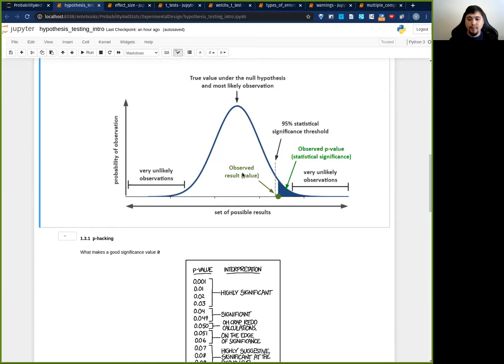And this green spot is our sample mean. This is the sample that we actually care about. We look at this spot and say, hey, this is a really unlikely result. So that's where we have our value here.